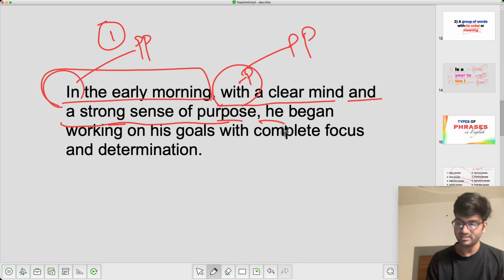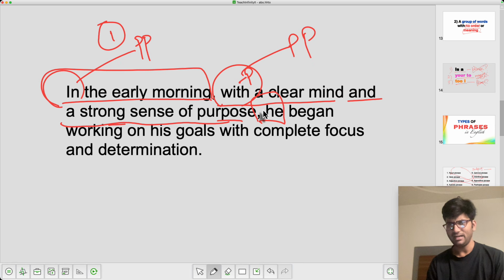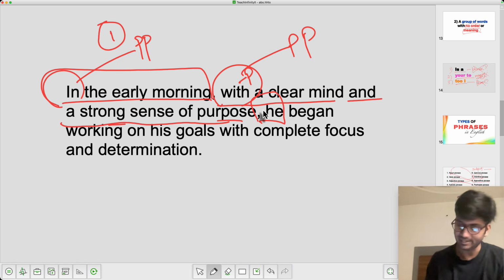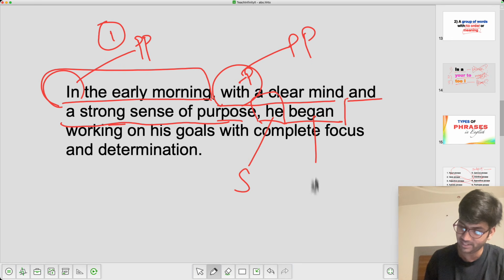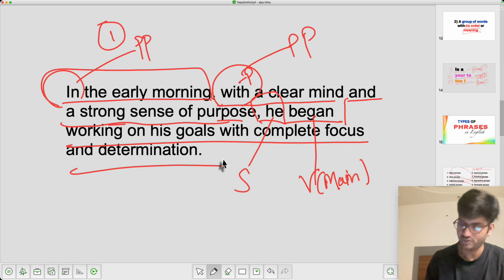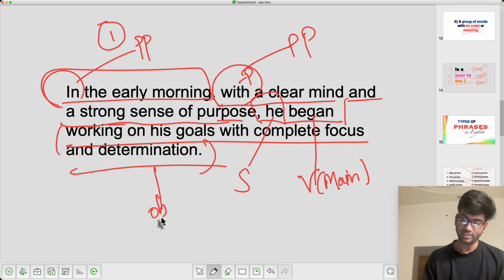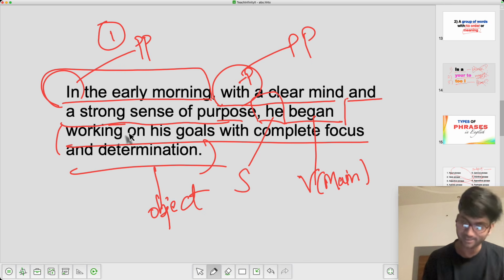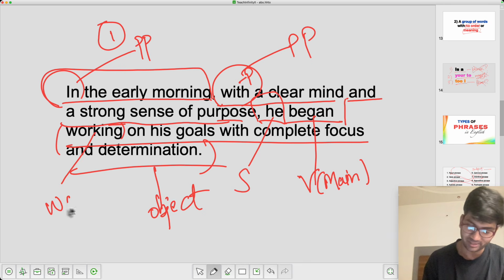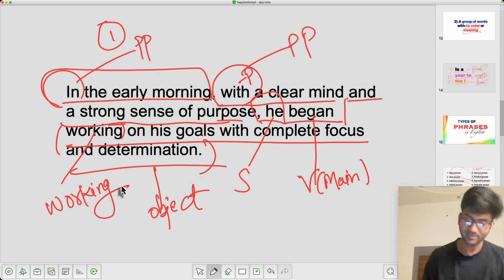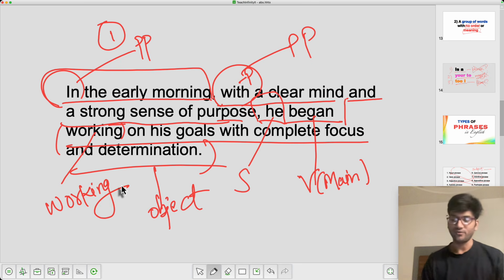Okay. Then comes the subject. He, in the early morning, with a clear mind and a strong purpose, right? He started working. He began. This is the subject. Began is the verb, main verb, right? Began what? This entire part is the object, right? Object of the verb began. He began what? Working on his goals with complete focus and determination. That is the object of the verb began. And this is also a phrase, and this is a gerund phrase because it starts with a gerund, working, right? Working on his goals with complete focus and determination.